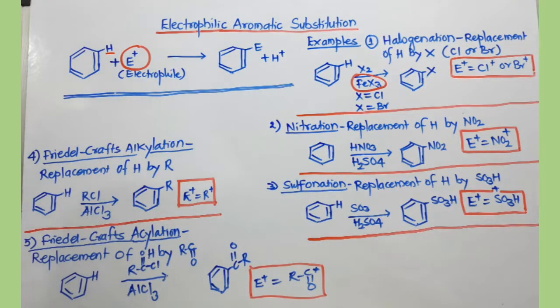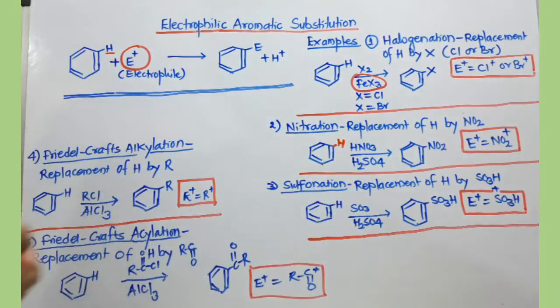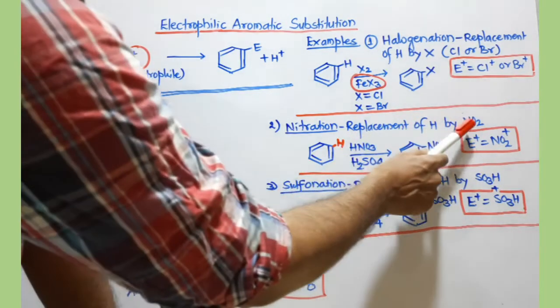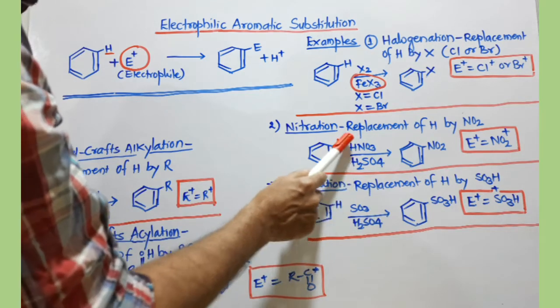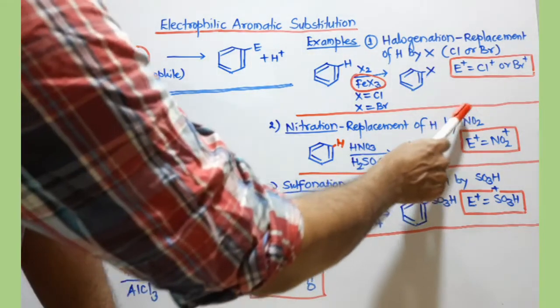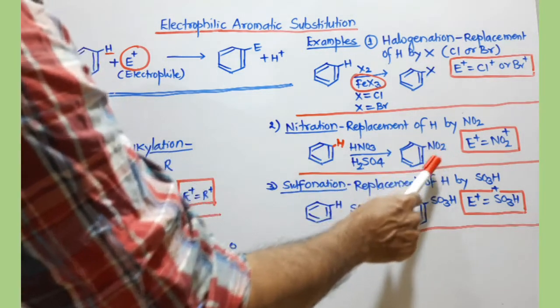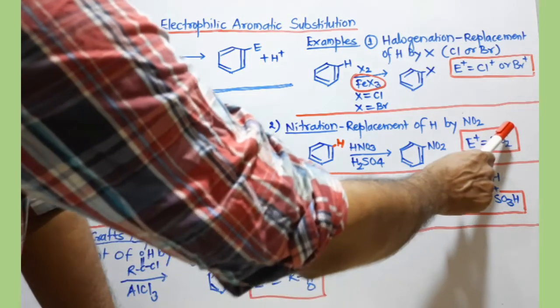The next reaction we are going to discuss is the nitration reaction, where hydrogen of the aromatic ring, here in the case of benzene, is replaced by the NO2 group. This NO2 is generated from the nitrating mixture using HNO3 and H2SO4. This mixture is called nitrating mixture. When NO2 is produced, it replaces hydrogen of the aromatic ring and we get a nitro compound. So here E plus, the electrophile, is NO2 plus.